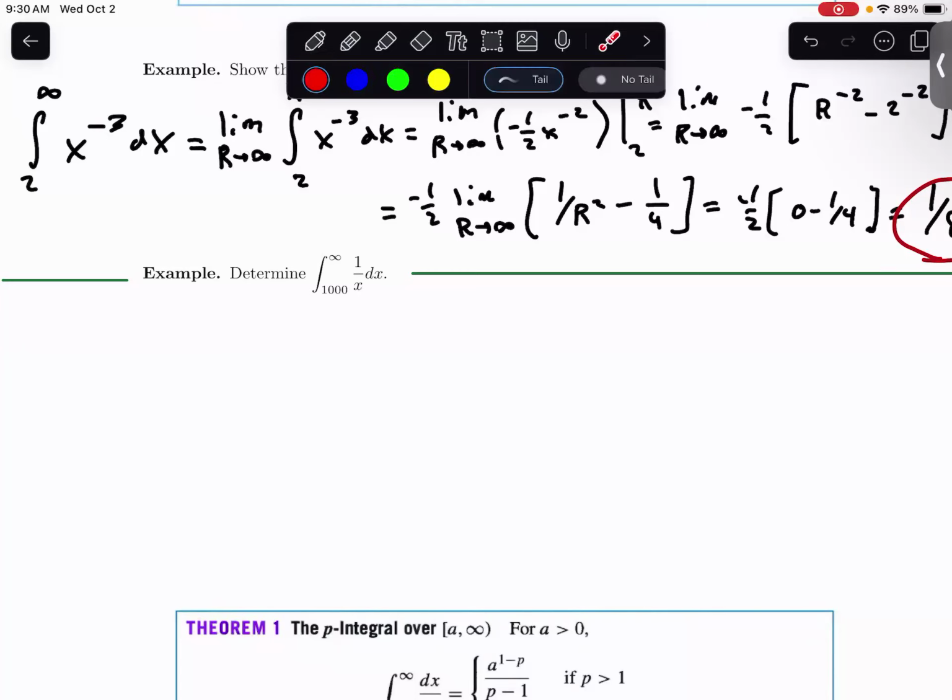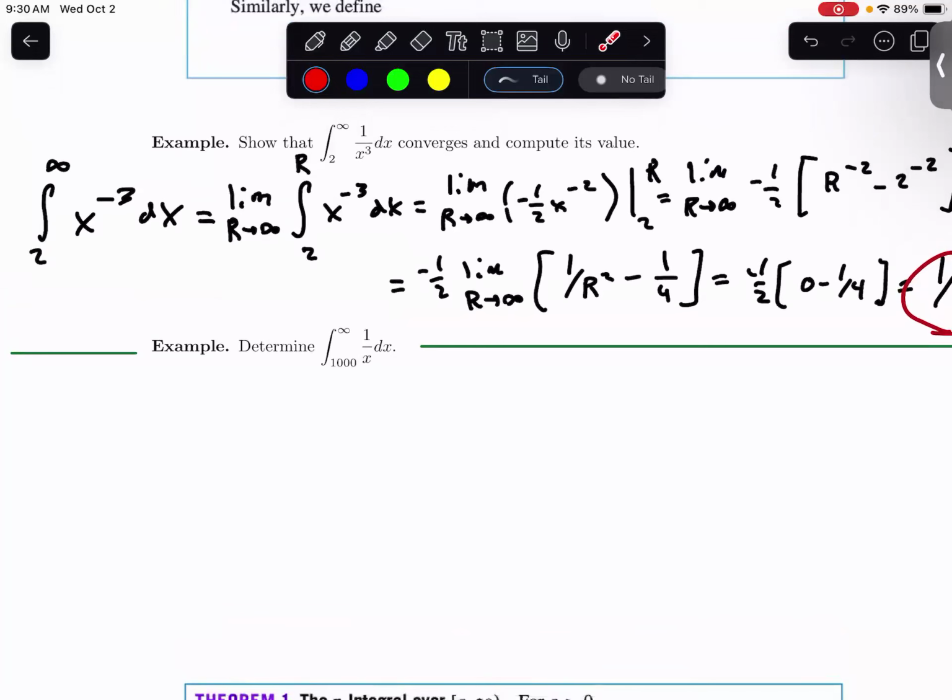So for this next example, it plays out in a similar way. It's really similar to what we already did, actually. The previous example, we did 1 over x cubed, whereas this one, we have 1 over x. So what's different is going to be the power that we have in the denominator. But it turns out it's going to have a huge difference, even though they look similar to one another. So we're looking at the integral from 1,000 to infinity of 1 over x dx.